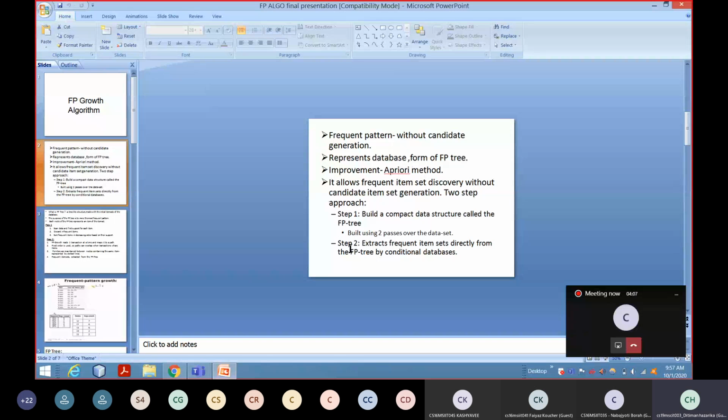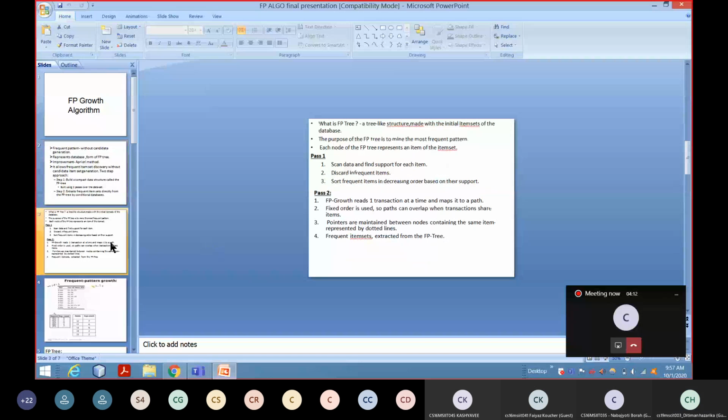Purpose of the FP tree: the purpose of the FP tree is to mine the most frequent patterns. Each node of the FP tree represents an item of the item set. Mainly there are two passes. Pass one is to scan the data and find the support for each item, discard infrequent items, and sort frequent items in decreasing order based on their support.